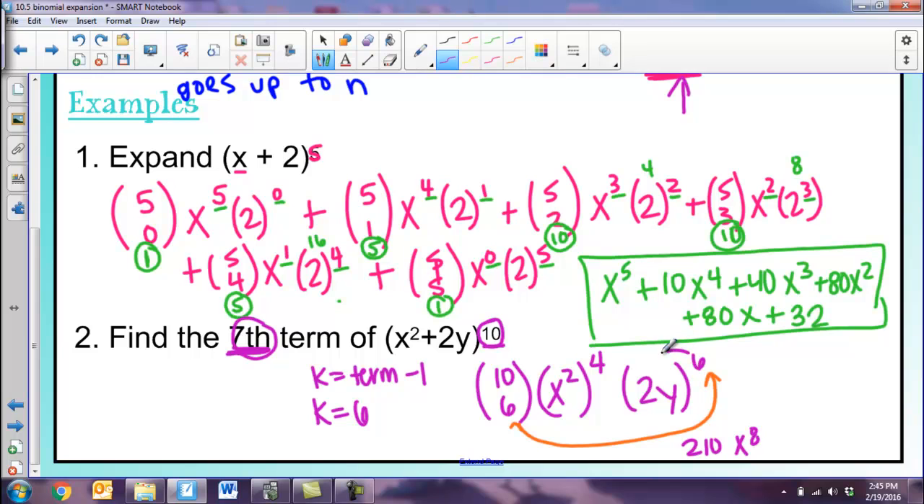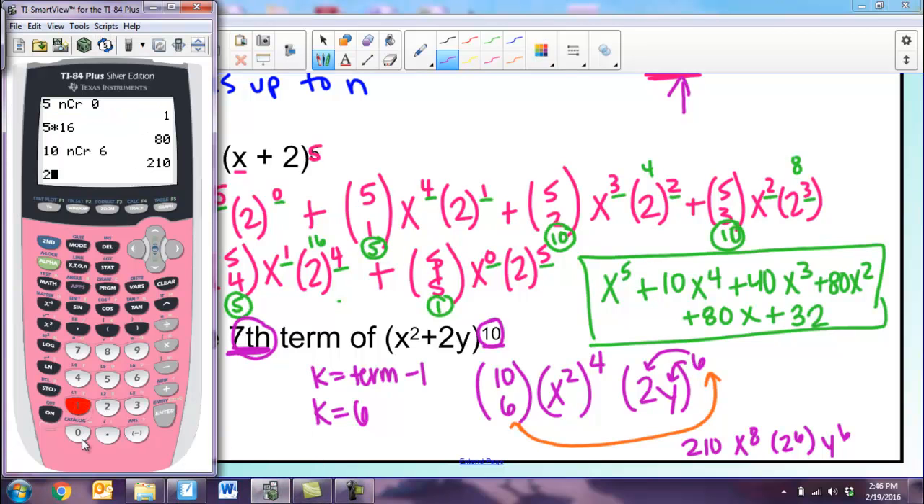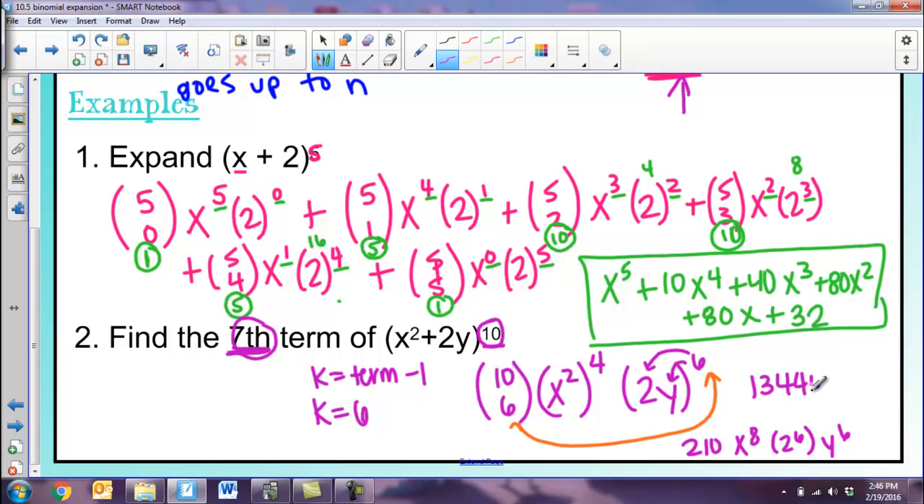Be careful on this one. 2 goes to the 6th, or sorry, 6 goes to the 2 and to the y. So I'd have 2 to the 6th times y to the 6th. And so if I went into my calculator, I do 210 times 2 to the 6th power. And so I would find that my complete expansion would be 13,440 x to the 8th y to the 6th. Okay? So that's how you do binomial expansion.